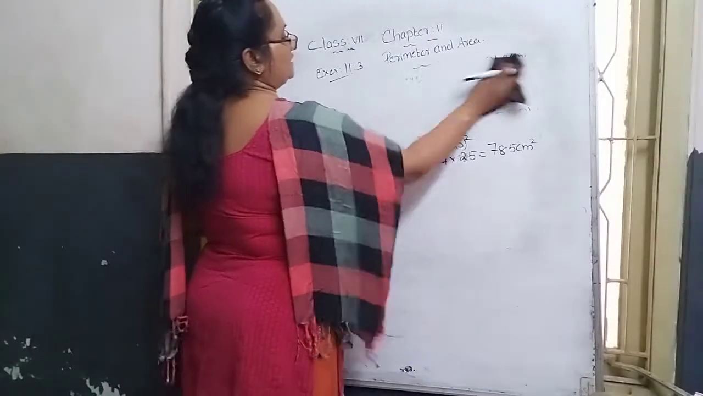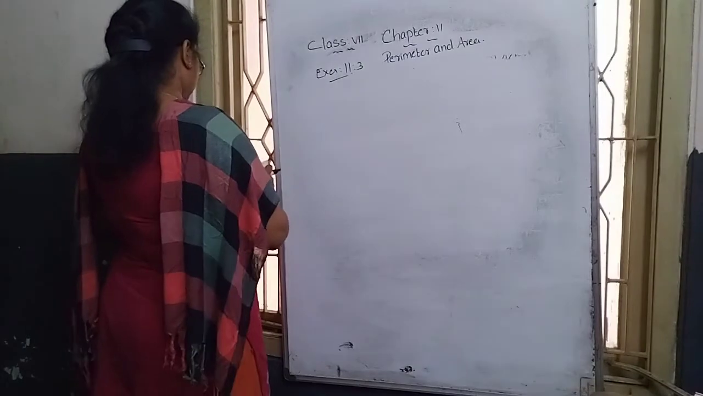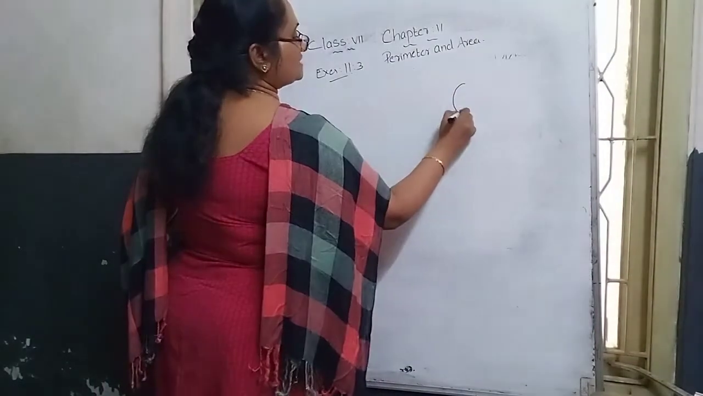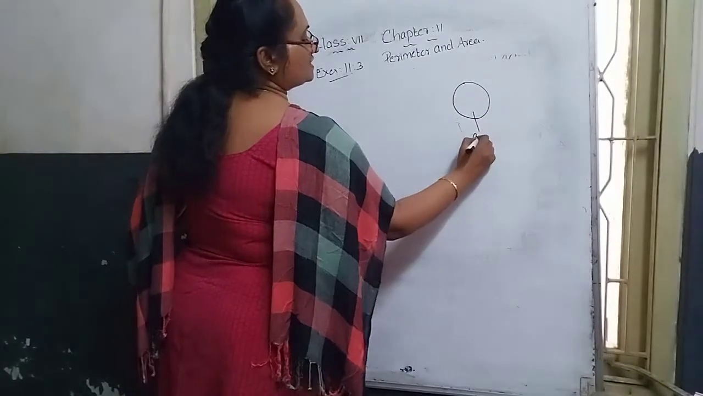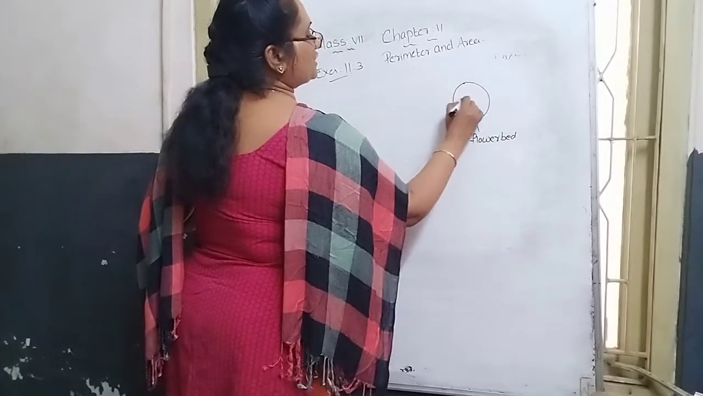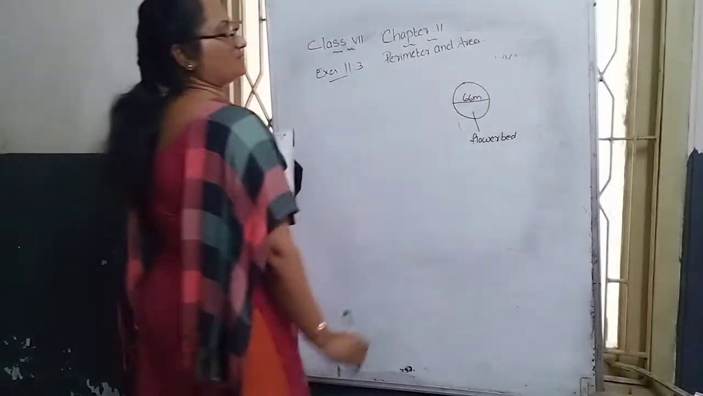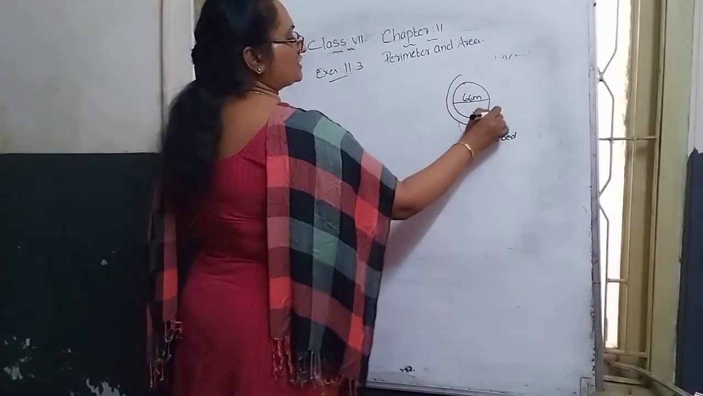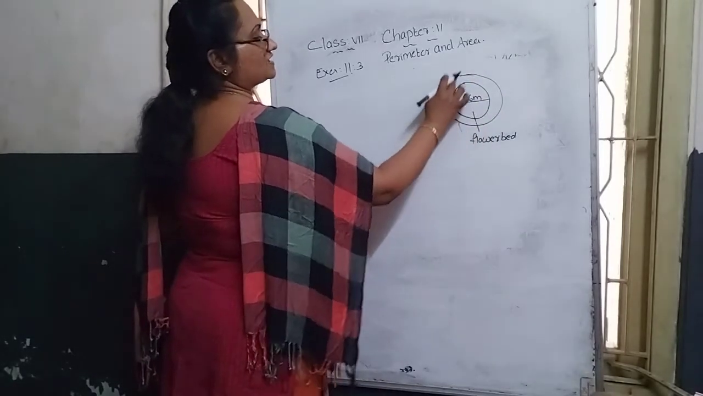Then the next, second question. Here is a circular flower bed, a circle-shaped flower bed. The diameter of the flower bed is given: 66 meter. There is a path going round that flower bed, a walking path.